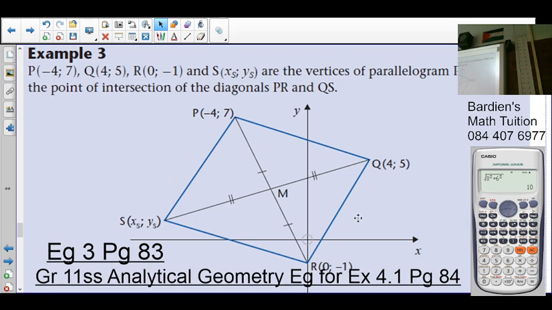People, in example 3, we are told P is (-4, 7), Q is (4, 5), R is (0, -1), and S, which is (xS, yS), are the vertices of parallelogram PQRS. If I tell you parallelogram, 4 things come to mind. What are the 4 things? Two pieces of opposite sides are equal. Two pieces of opposite sides are parallel. Two pieces of opposite angles are equal. The diagonals bisect each other.